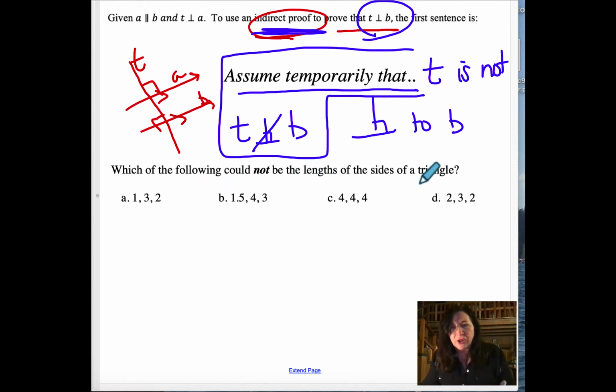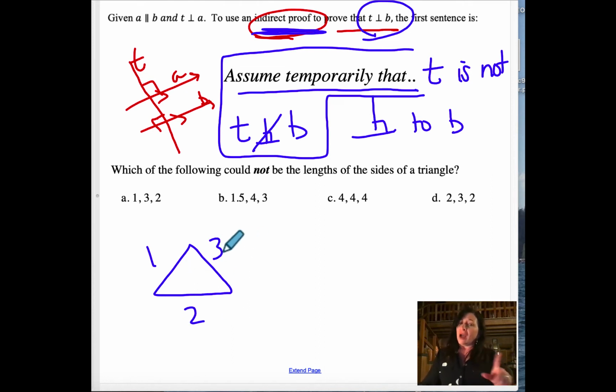Which of the following could not be the lengths of the sides of a triangle? Well, what you need to remember for this problem is that for a triangle to exist, the sum of two sides has to be greater than the third side, period. So I like to make a little triangle. Here we got 1, 3, and 2. Look, 1 plus 3 is 4. Is 4 greater than 2? Yes. And so therefore, is it a triangle? No, you have to go all the way around.